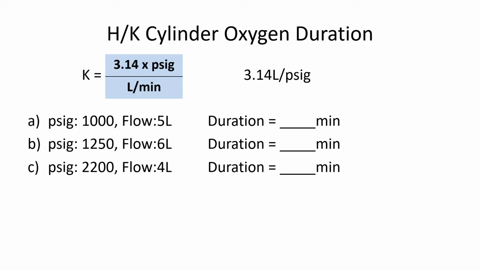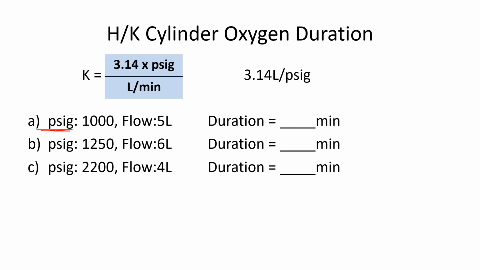So for H and K cylinders, you're going to multiply whatever the reading is on the gauge, right? Pounds per square inch. G is the gauge, whatever the gauge is reading. So pounds per square inch off the gauge times 3.4 divided by the flow rate. And that'll give you how long in minutes it'll last.